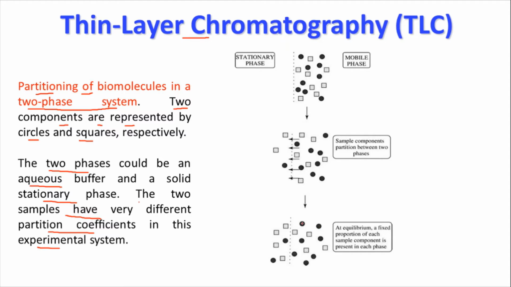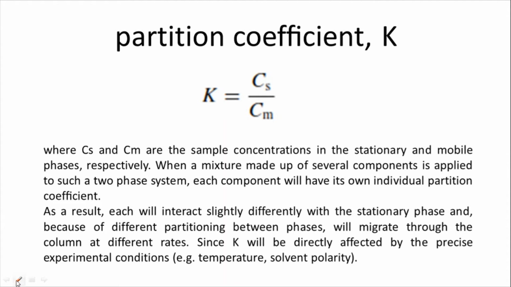If this round one is one sample and this square is another sample, then after distribution the two circular molecules are distributed, and similarly the four square molecules are distributed. So both molecules have different partition coefficients. This coefficient is based on the adsorption and solubility of the sample in the stationary phase and mobile phase. Finally, this is called the partition coefficient, simply called K.